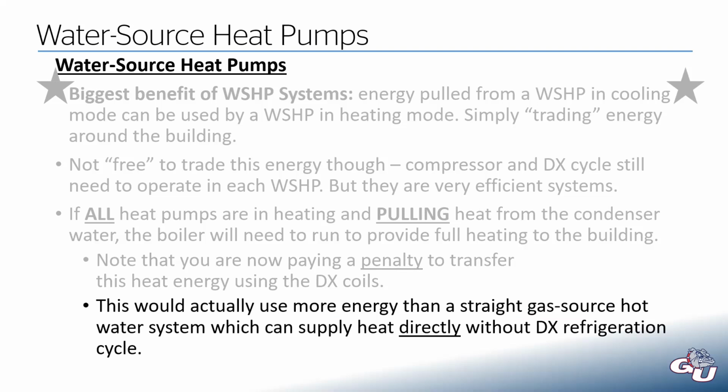Because in a hot water boiler system, you're producing all that heat at the boiler, pumping it out to the coils, and then the heat transfer just happens right there at the coils directly, versus a heat pump system where you're heating up the condenser water and then you have to still run all these compressors to extract that heat out of the condenser water.